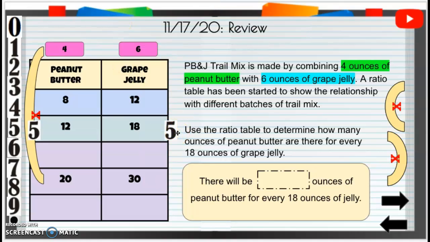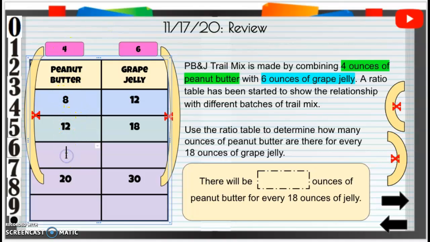Now, can you see a pattern in our table? So if I look over here, I have 4, 8, 12. Maybe we're going up by 4s. So 16, 20, 24. On this side with our grape jelly, we're going up by 6s. 6, 12, 18, 24, 30, and then 36.